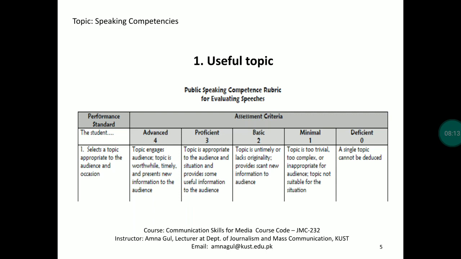For example, when you will be doing your presentations for the rest of this semester, when you'll be asked to select a topic on your own, then your selection of topic would also be marked for it. For the first presentation that you're going to have in coming days, obviously, selection of topic was not your choice. So obviously, you will not be marked for this competence. I hope that makes it clear.